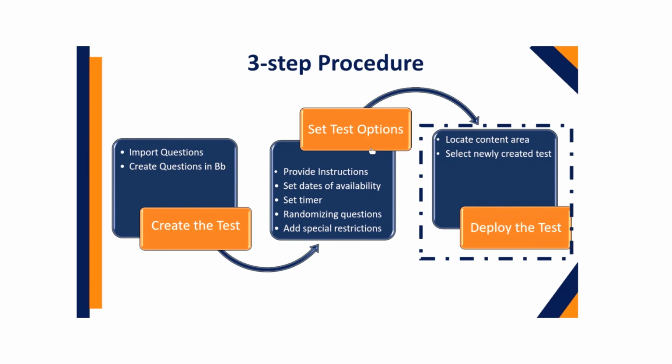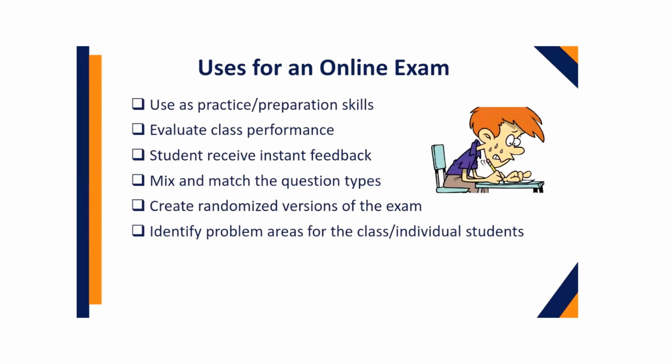The next step is kind of an optional step. There's a couple of different ways to do this. So once you create the test and set the test options, you need to locate a content area where your students will actually take that test, or you can just have that test out there and ready and not deploy it to a specific content area yet. So you can prepare a test and not actually deploy it and have it kind of sit out there to deploy in the future.